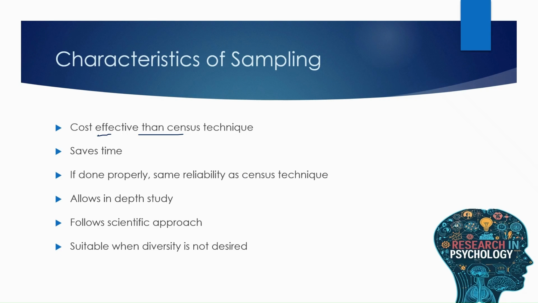It saves time, right? Definitely. Which is less time consuming, collecting data from a smaller sample or from the larger population? Obviously the smaller sample, right? So that's why it saves time.